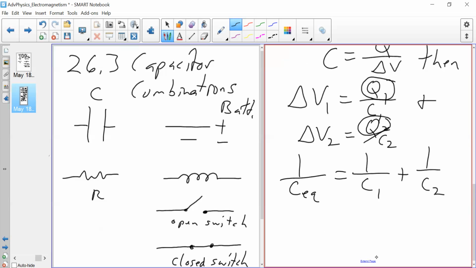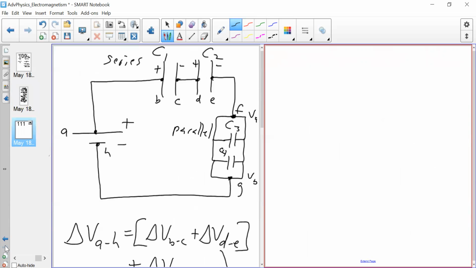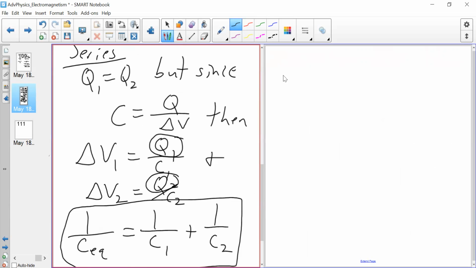For series capacitors, if you have capacitors next to each other, this will be the equation for the series.